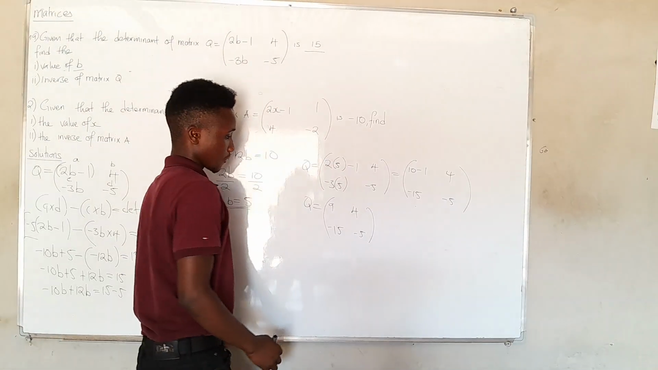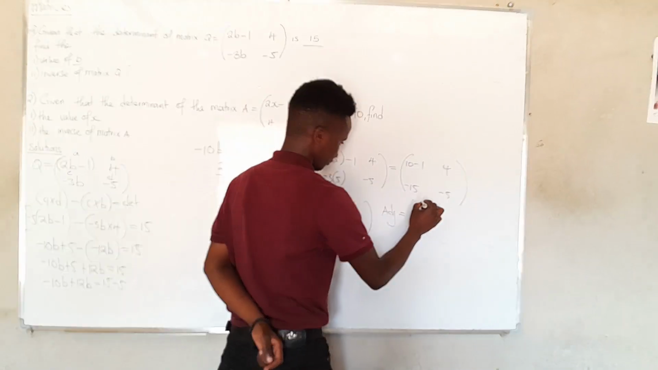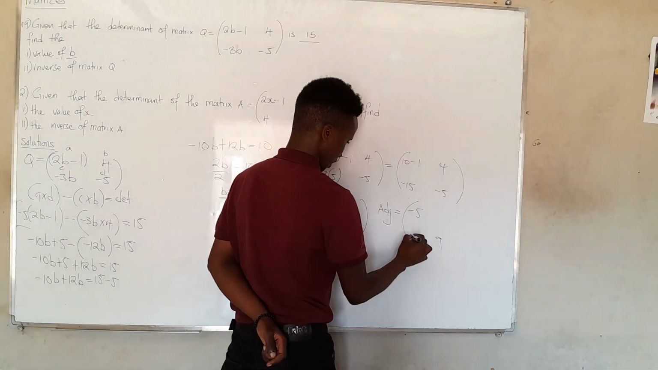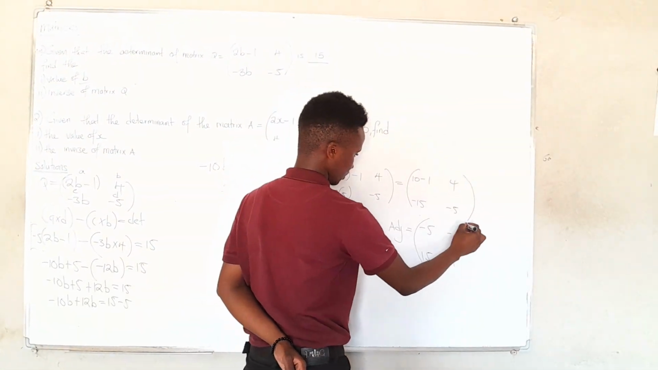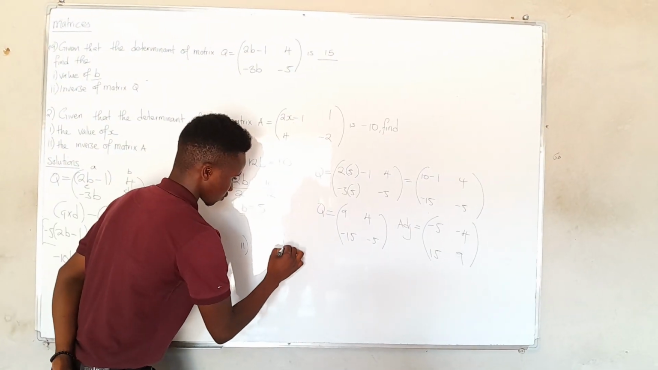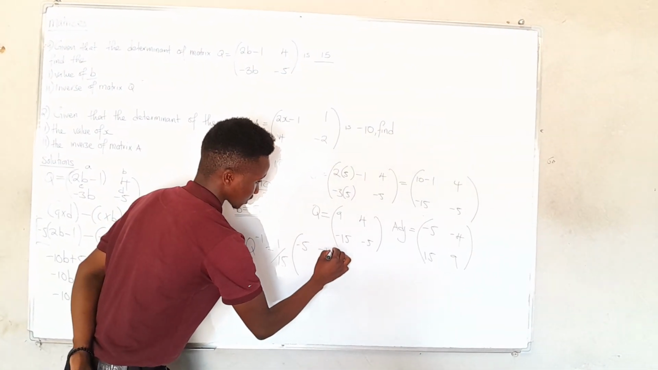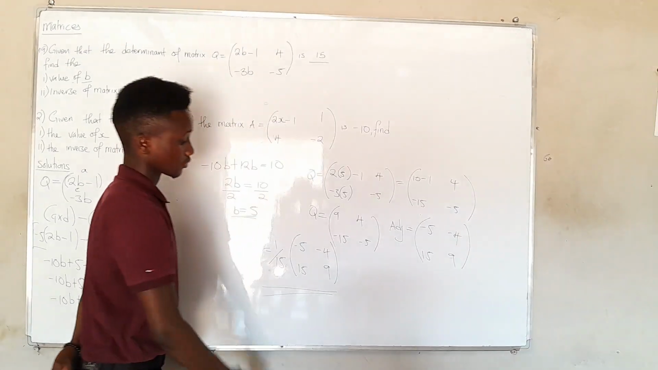From there, I'll say my adjoint will be equal to negative 5, so the 2 will swap, 9 will go there. Then here the signs change, so this one was negative becomes positive, this one was positive becomes negative. So now, the inverse of Q, or Q inverse, will be equal to 1 over the determinant, which is 15, times negative 5, negative 4, 15, and 9, just like that. So that's how we work it out.